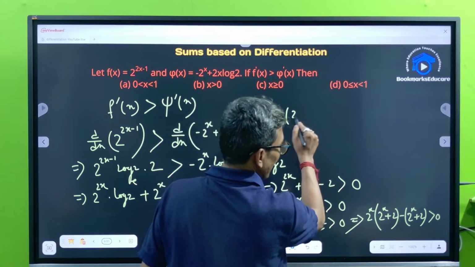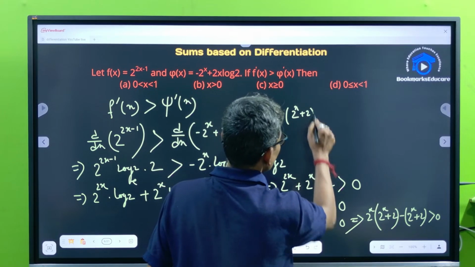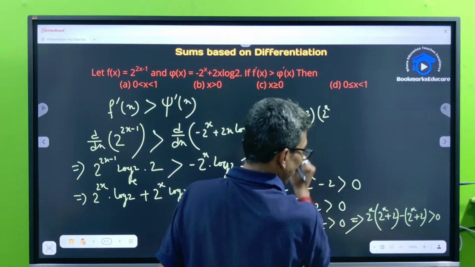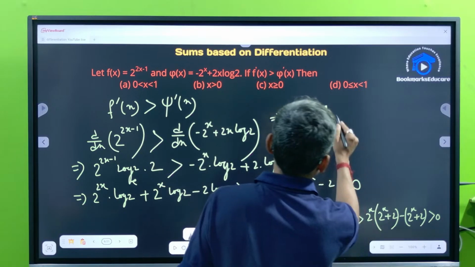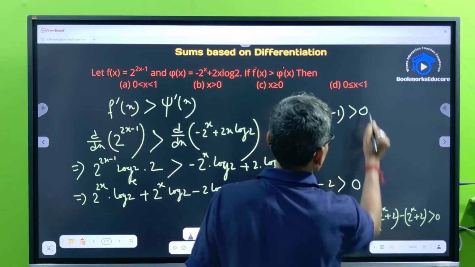So 2 to the power 2x plus 2 into 2 to the power x plus 2 into 2 to the power x minus 1 greater than 0.